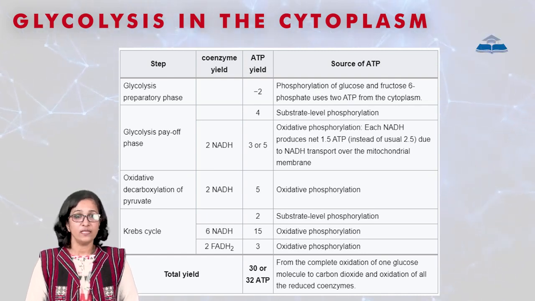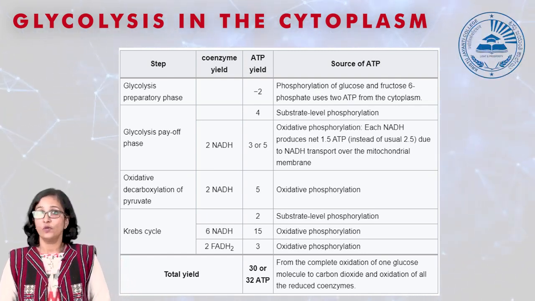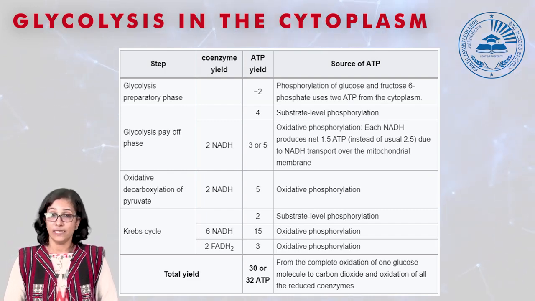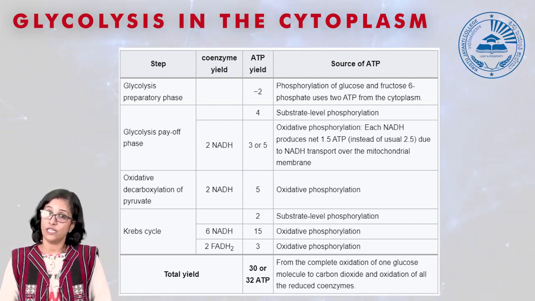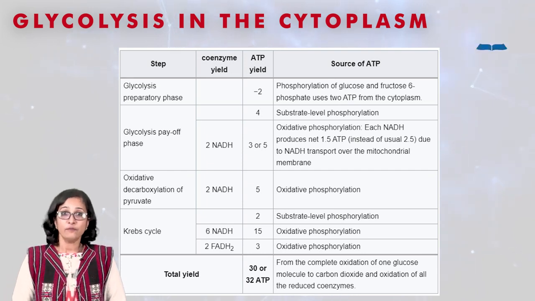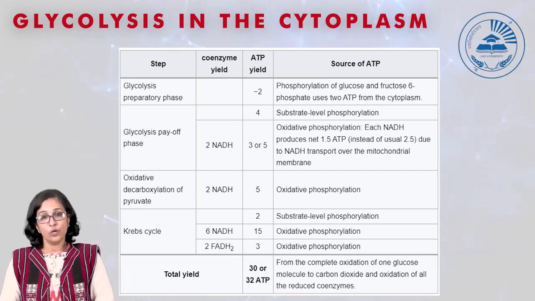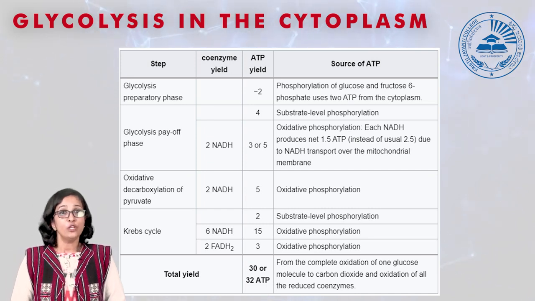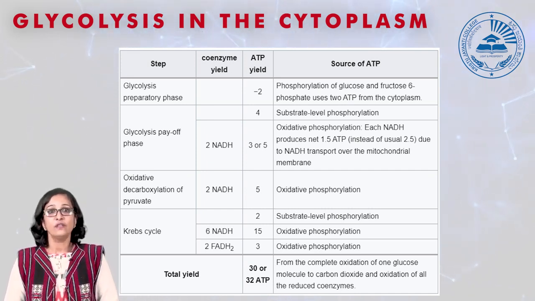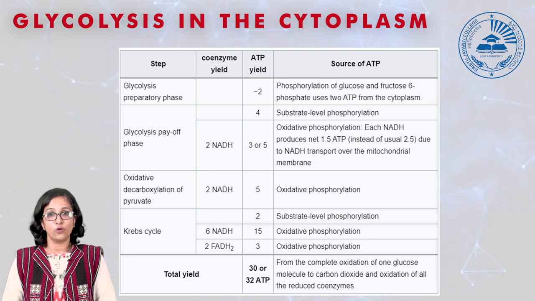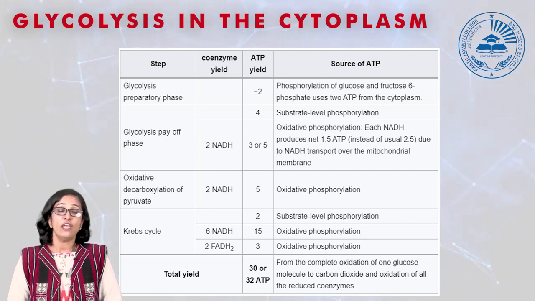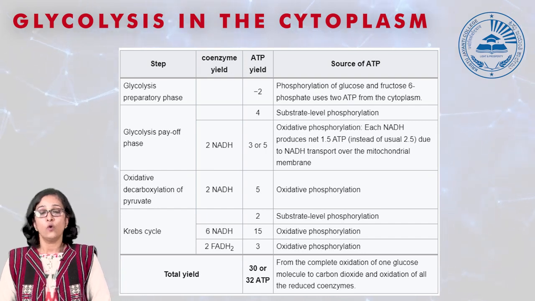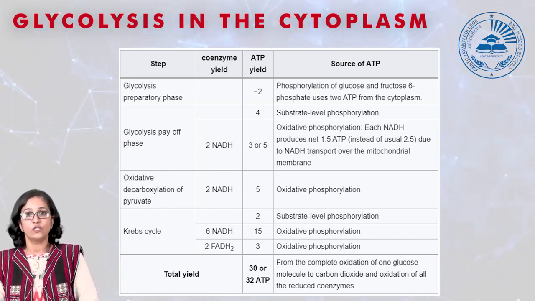Then in the oxidative decarboxylation of pyruvate, 2 NADH molecules are produced. There again 5 ATP molecules can be yielded by oxidative phosphorylation, and in the Krebs cycle 2 ATP molecules are produced by substrate level phosphorylation, and the 6 NADH molecules produced can give rise to 15 ATP molecules by oxidative phosphorylation, and the 2 FADH2 molecules produced during the Krebs cycle can give rise to 3 ATP molecules by oxidative phosphorylation.